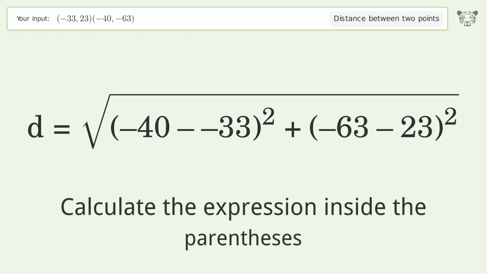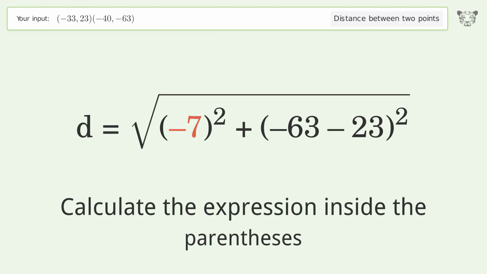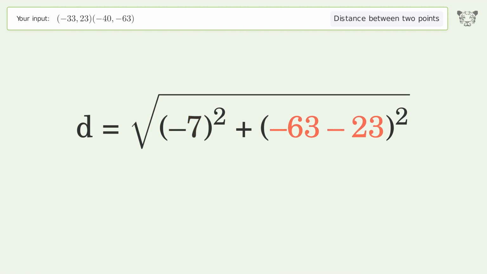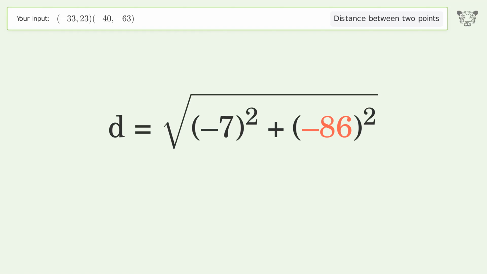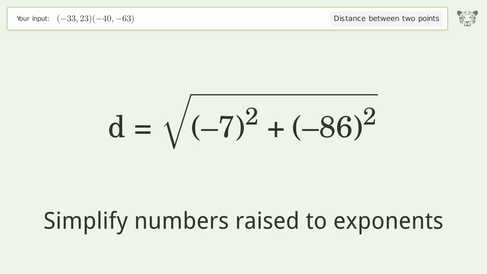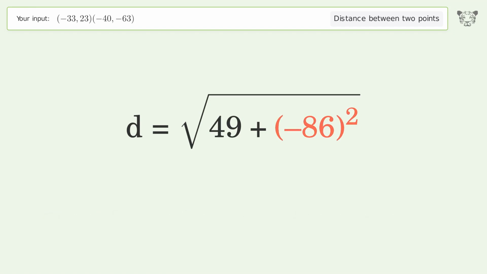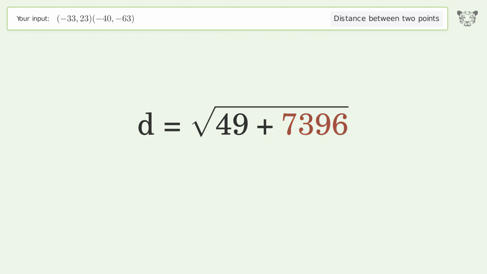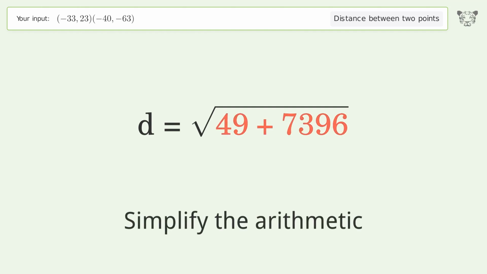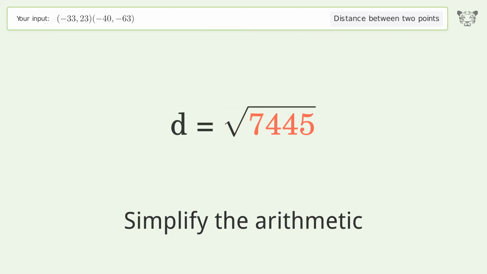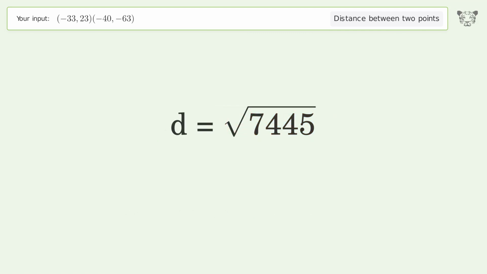Calculate the expression inside the parentheses. Simplify numbers raised to exponents. Simplify the arithmetic. And so the distance between the 2 points is the square root of 7,445, or 86.284.